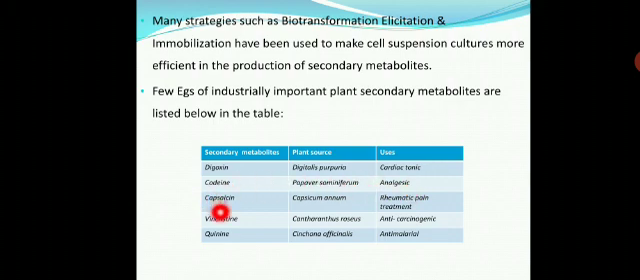Then the next one is called capsaicin. Capsaicin is obtained from Capsicum annuum, chili, and is mainly used for rheumatic pain treatment. Then vincristine, I already explained. Catharanthus roseus, an anti-carcinogenic agent. Then the last one is called quinine. Quinine is obtained from Cinchona officinalis and is mainly used as an anti-malarial drug.